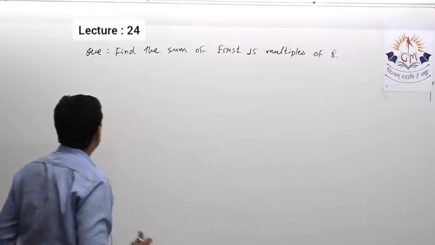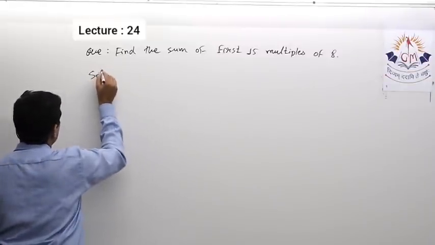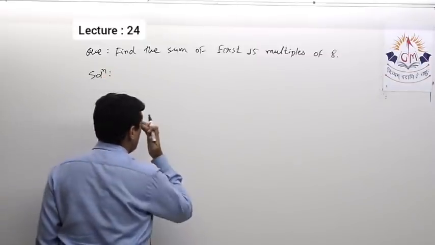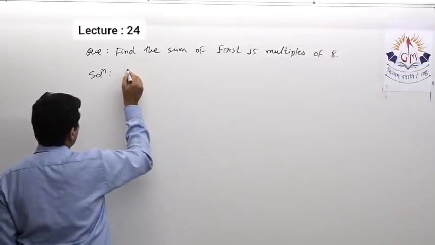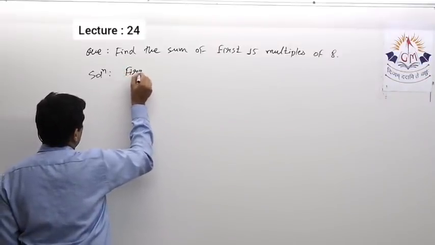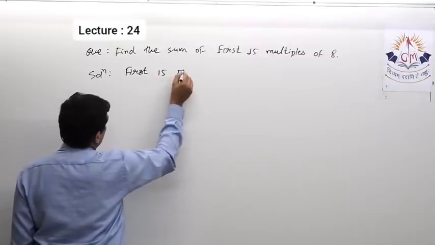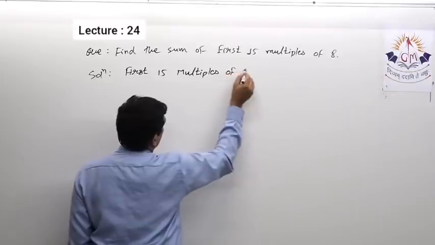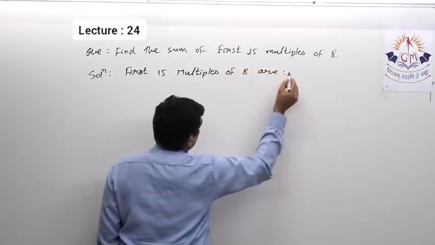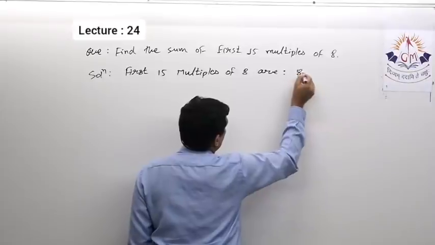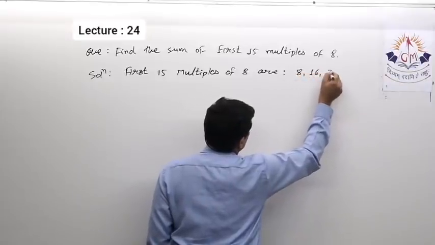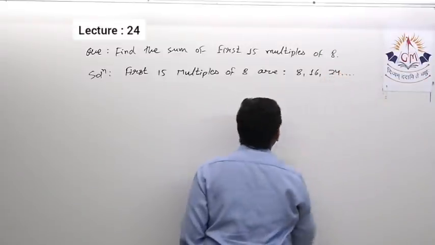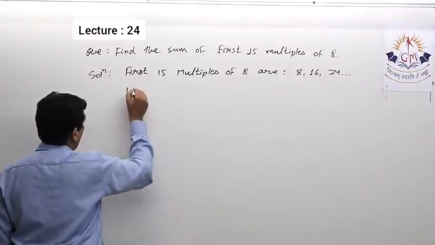Okay, so solution: the first multiple of 8 is 8 itself. So the first 15 multiples of 8 are 8, 16, 24, 32, and so on, which forms an AP.